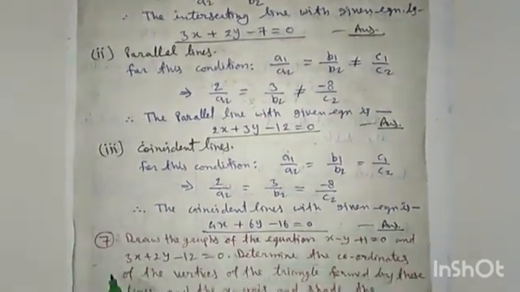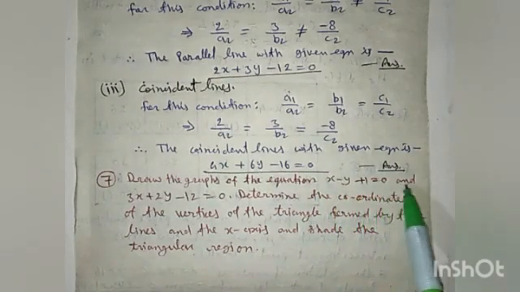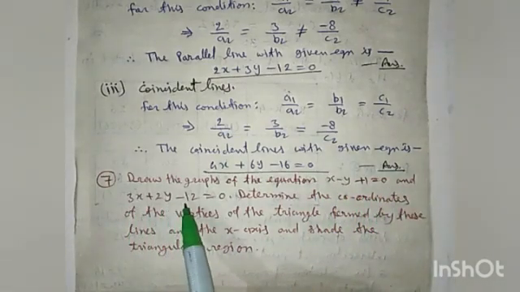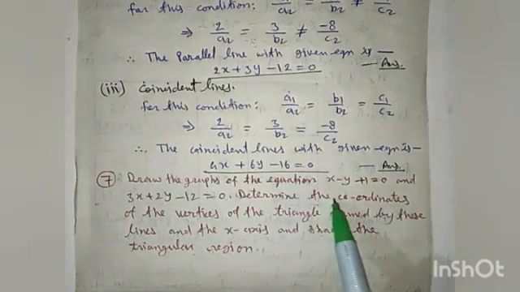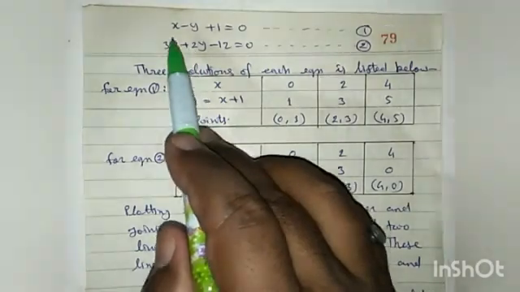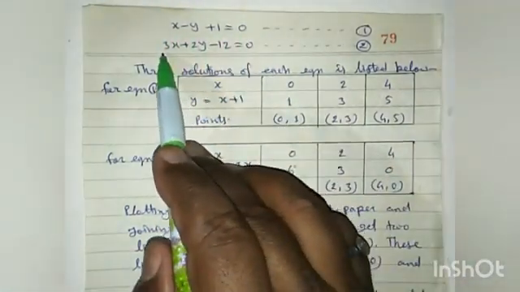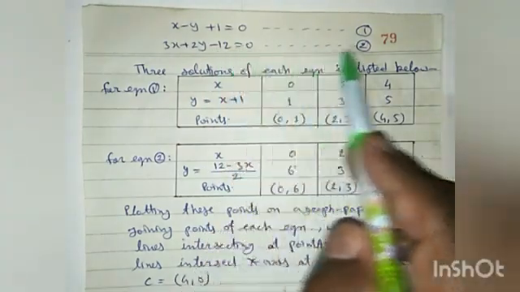Now in the 7th question, draw the graph of the equations x minus y plus 1 equal to 0 and 3x plus 2y minus 12 equal to 0. Determine the coordinates of the vertices of the triangle formed by these lines and the x-axis and shade the triangular region. Here equation number 1 is x minus y plus 1 equal to 0 and equation number 2 is 3x plus 2y minus 12 equal to 0.